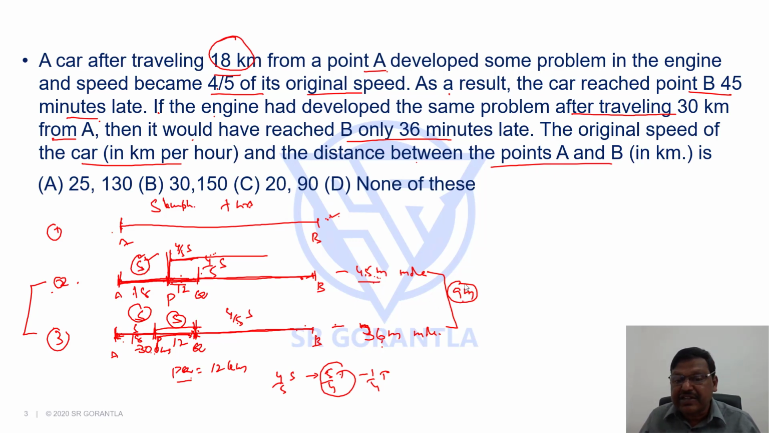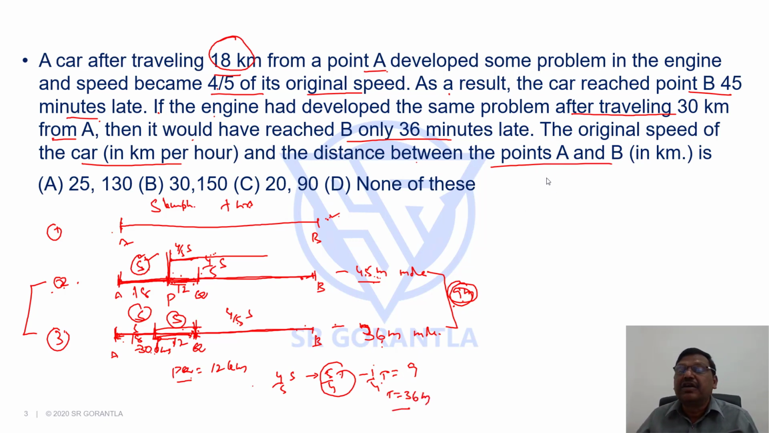45 minutes, 36 minutes, 9 minutes more. This 9 minutes is nothing but 1/4 of the original time. Original time for what? For this PQ. Because the difference between second case and third case is only how the car is traveling the distance between P and Q. So 1/4 of the original time is 9 minutes, which means the original time is 36 minutes.